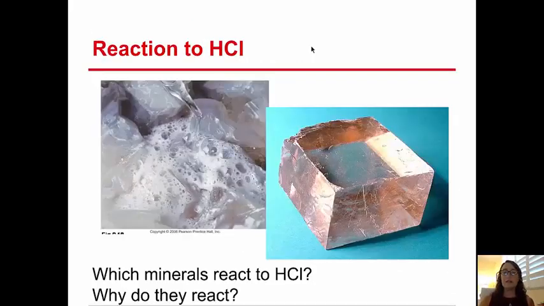Reaction to hydrochloric acid is another factor that helps us, particularly when we're identifying the carbonate minerals. Now, the carbonate minerals react to hydrochloric acid by fizzing or bubbling because they're actually being dissolved by the hydrochloric acid as they release a little bit of carbon dioxide.